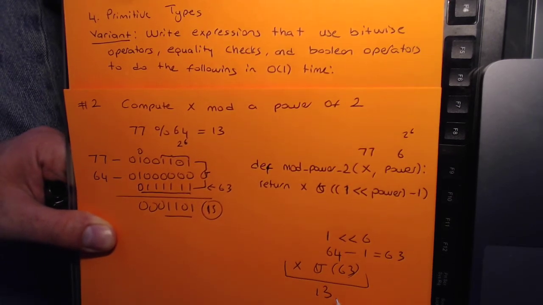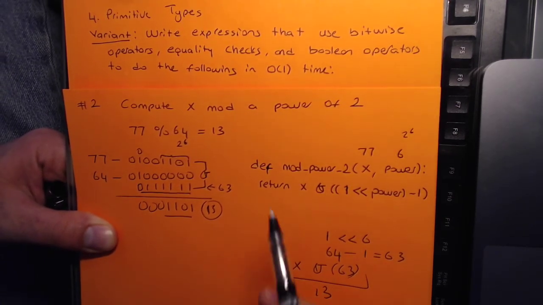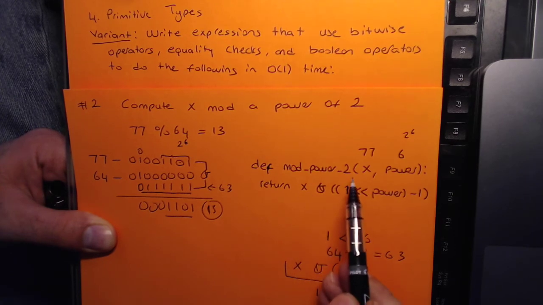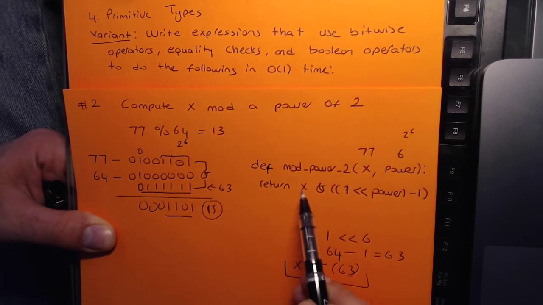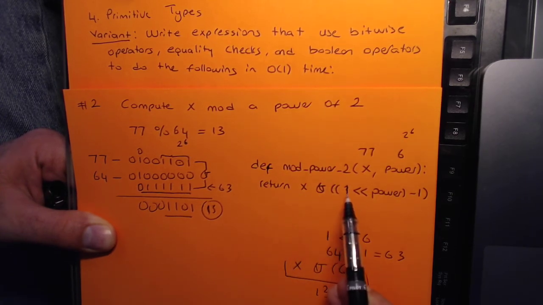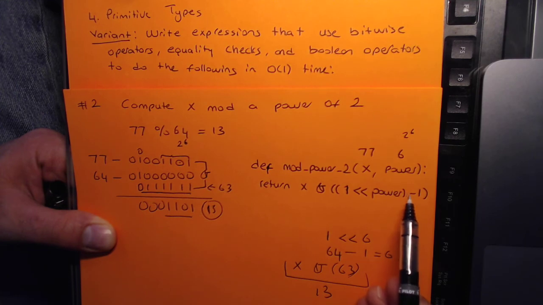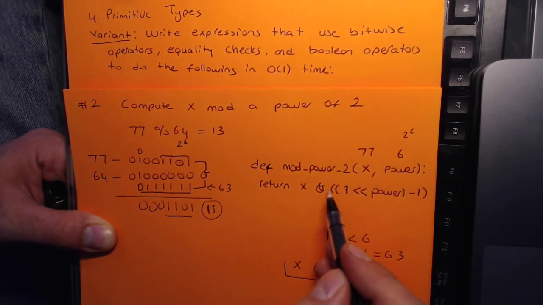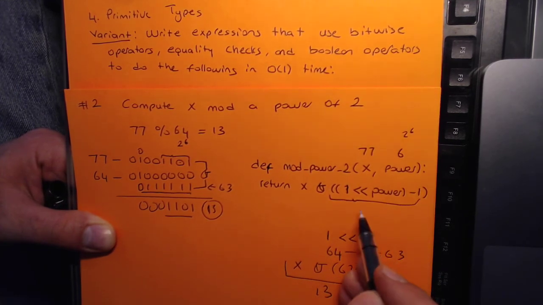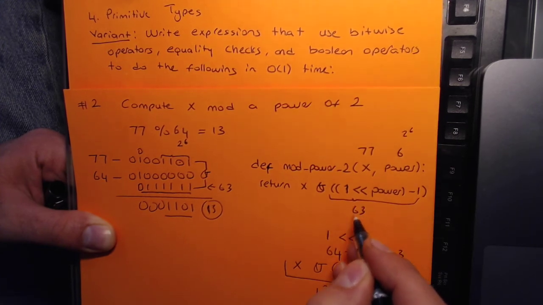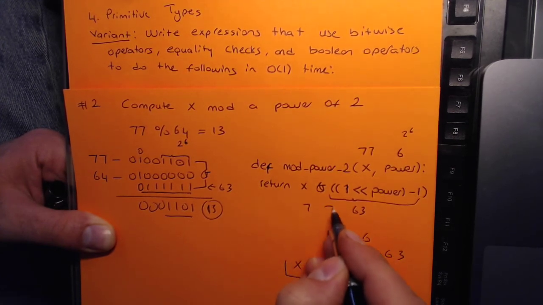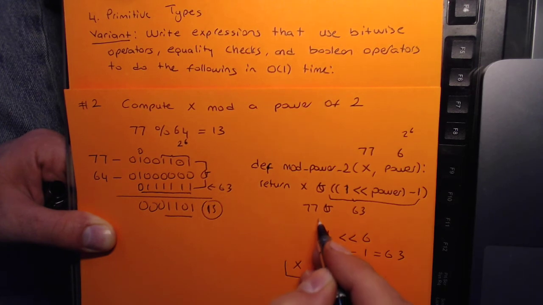Let me just show that. Our result is basically to take x, AND it with 1 left shifted by the power, minus 1. This component here will give us the 63, ANDed with 77, which will get us 13.